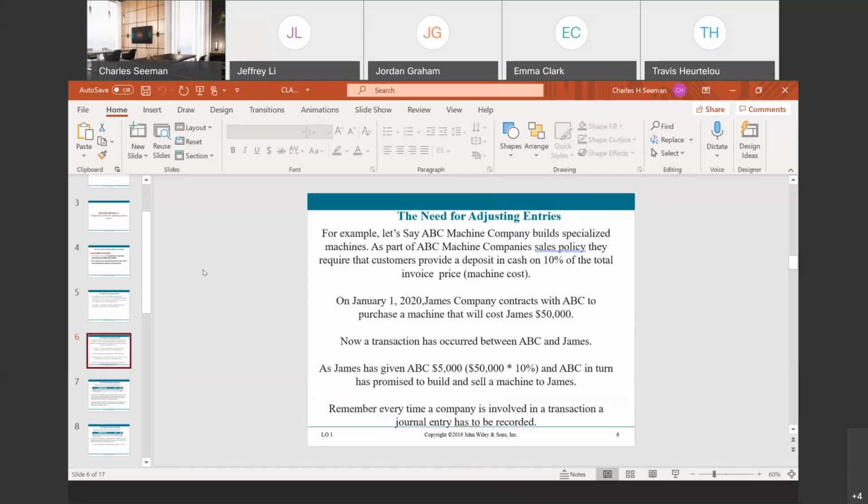In this case, it's a liability because if I decide not to sell the machine to James, or I can't sell the machine to James, I have to give James money back. And we said that an amount owed to an outside party is a liability. James would be an outside party. I would owe them $5,000 if I decide not to build their machine or can't build their machine. So that's a liability.